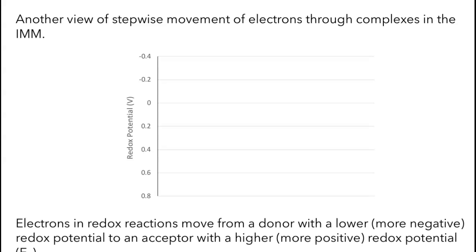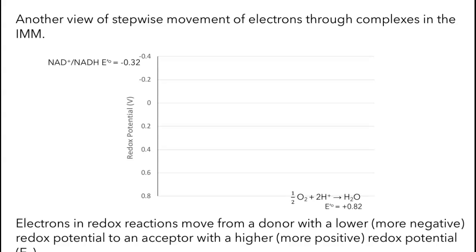I just want to remind you that from chemistry, you should know that electrons in redox reactions will move from a donor with a lower redox potential to an acceptor with a higher redox potential. We define that redox potential in terms of volts. So let me show you what I mean by this. For NADH and NAD+, for that redox pair, the redox potential under standard conditions is minus 0.32. So this is a relatively negative number, which means that NADH is a great electron donor. It'll be easy for it to give those electrons away.